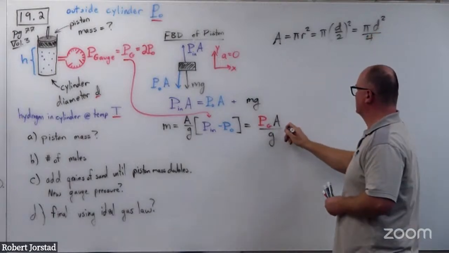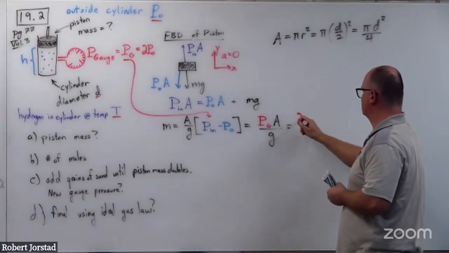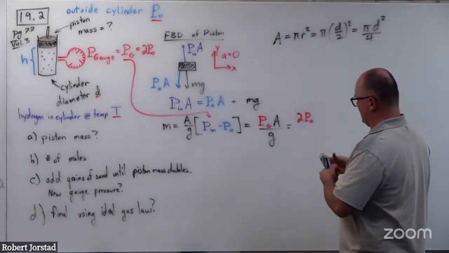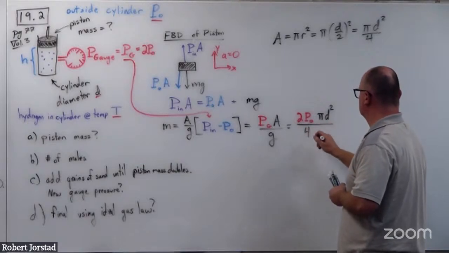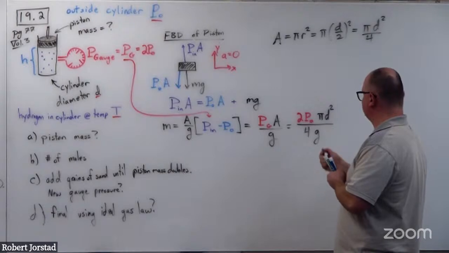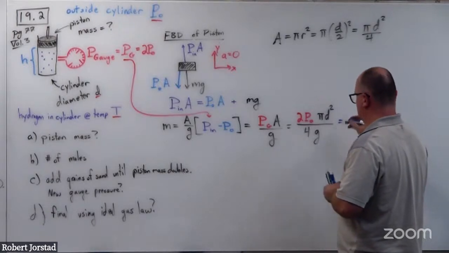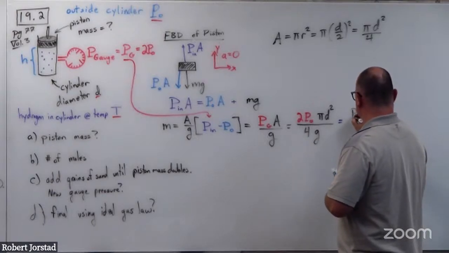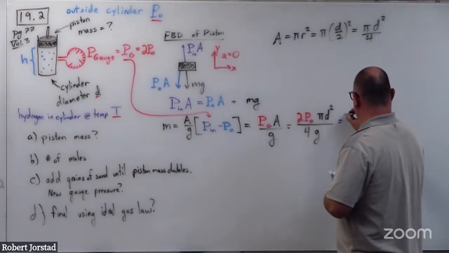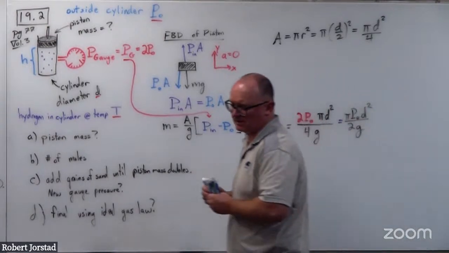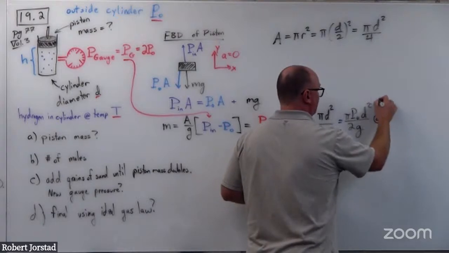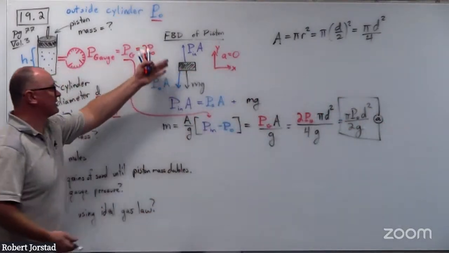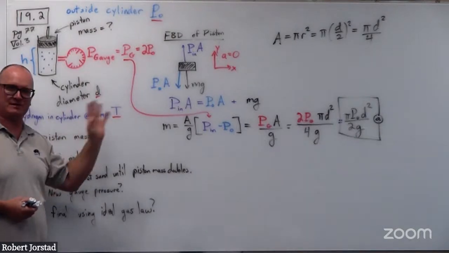We can plug that into here and we get gauge pressure, which is 2P naught, times the area. That's pi d squared over 4. And then here, I guess we could clean this up. P naught d squared pi over 2g. All right. I'm just going to check, make sure that's the same answer I got before. Looks like it is. Okay, good. So that was part A. Hopefully that makes sense. This is the part I wanted to focus on here: how to get the FBD, get the pressures involved, forces, etc. So that was the new bit.